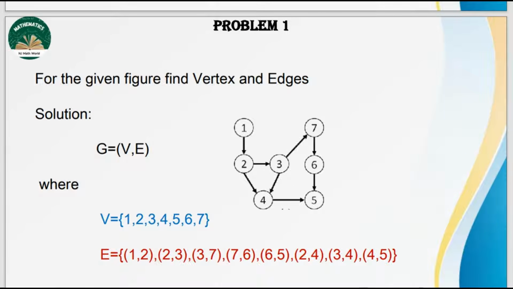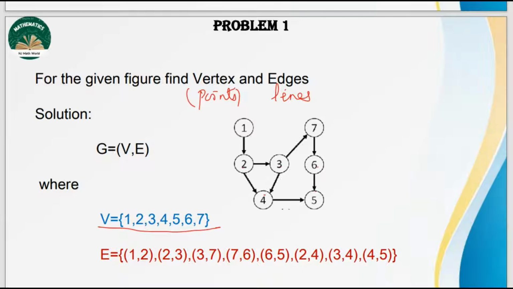Moving on with the next one, we have vertices and edges. What is a vertex? A vertex is nothing but a point. Edges are nothing but lines. So here we find how many vertices there are. They are 1, 2, 3, 4, 5, 6, 7. How do we represent it? We write it in the form of a set: 1 comma 2 comma 3 comma 4 comma 5 comma 6 comma 7.